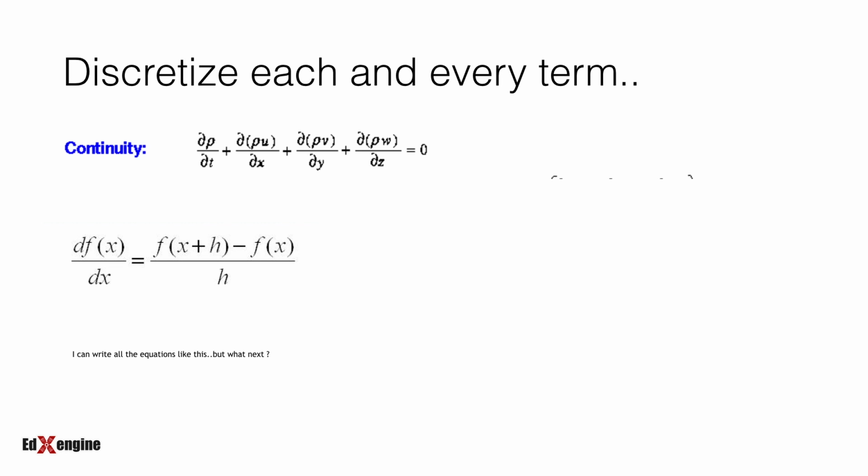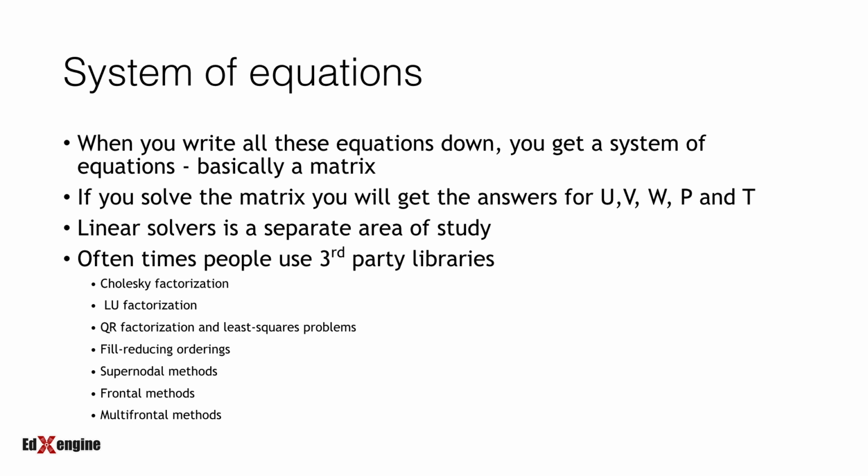Alright, so let us say that you are able to identify how to discretize each and every term. What is next? When we convert all of these equations into their algebraic form, we will end up with a system of equations, basically a matrix. If we solve this matrix, we can get the solutions to our governing equations and compute flow properties such as velocity, pressure, and temperature. Linear system solvers is a separate area of study and it involves a lot of math and patience. Oftentimes, people use third-party libraries so that they can solve these equations.